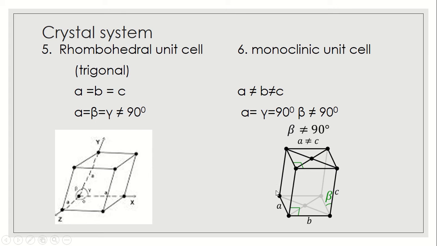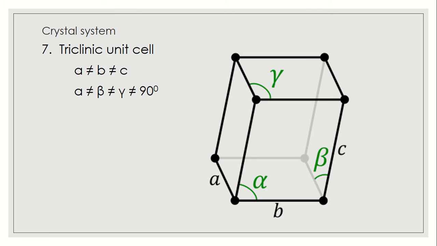Here alpha and gamma are 90 degrees, whereas beta is not equal to 90 degrees. So in the monoclinic unit cell, all the three sides are different dimensions. Alpha and gamma are equal to 90 degrees, whereas beta is not equal to 90 degrees.